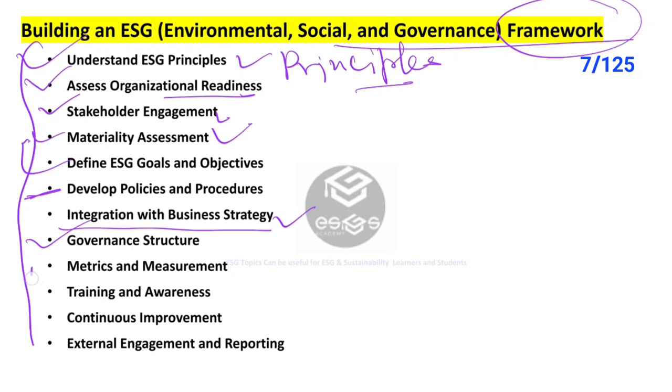Next is metrics and measurement. In the metrics and measurement, we define the key performance indicators. So our KPIs, key performance indicators and metrics to track the progress towards ESG goals, performance measurement and demonstrating the impact. Establishing mechanisms for collecting, analyzing and reporting ESG data transparently and regularly.